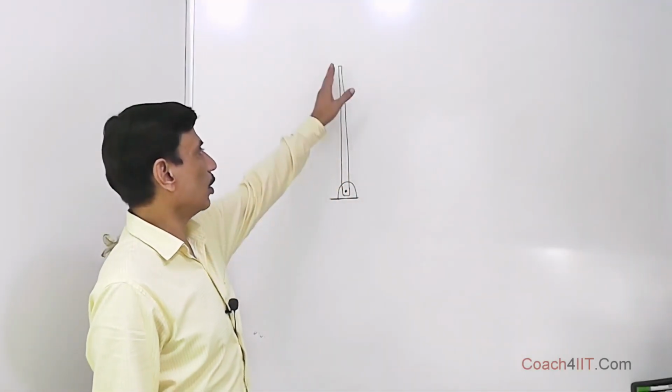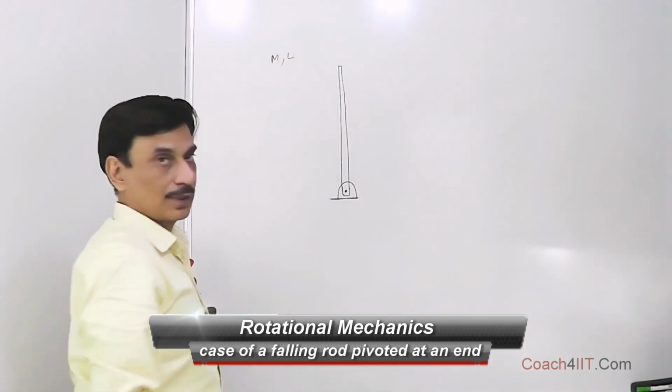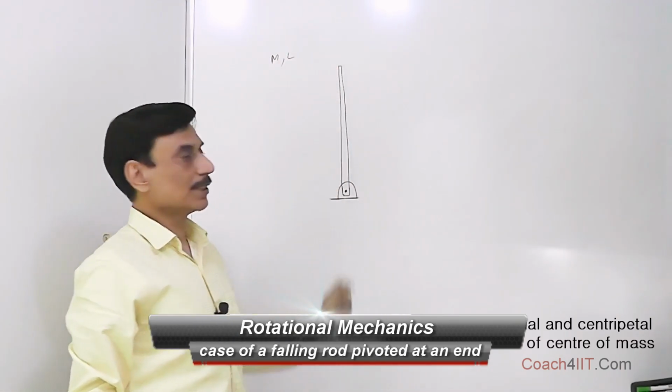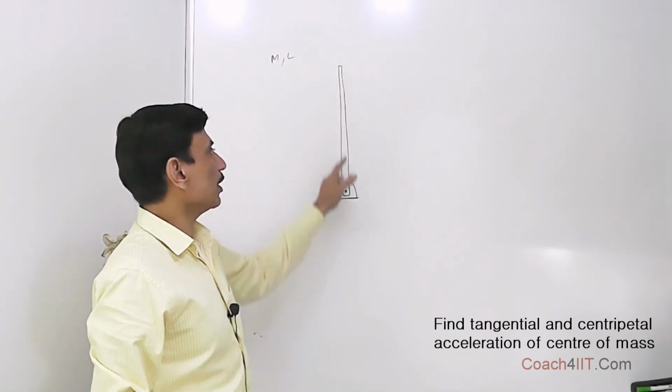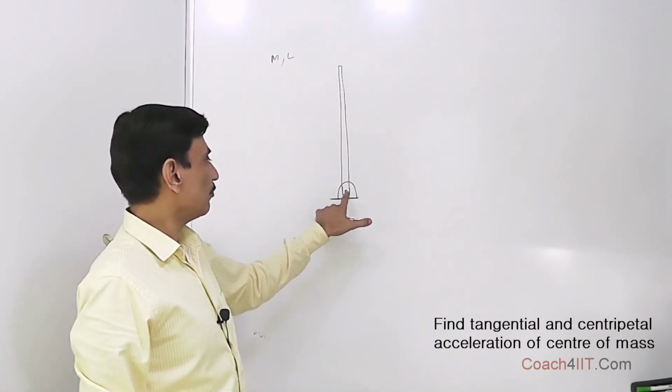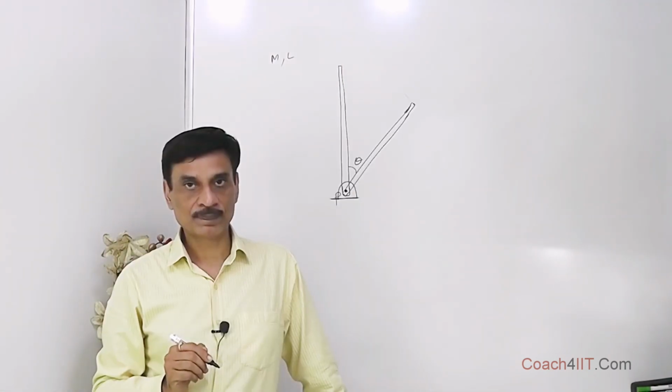We have a rod of mass m and length L. The linear mass density is constant, non-varying. Right now it is in a vertical position. This is a frictionless pin joint over here, so that it can freely move.